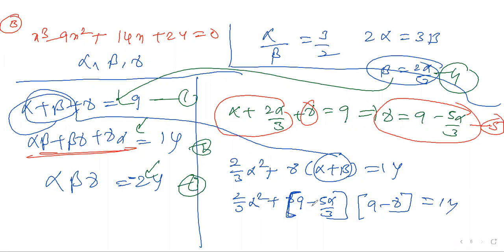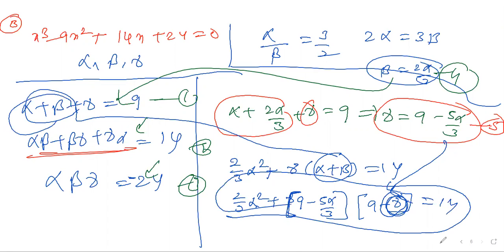Then here this is alpha, right? This is gamma. Then gamma is equal to how much? Again, there was a problem. You need to substitute here, resubstitute. 9 minus 5 alpha by 3. After this, the complete equation becomes alpha.